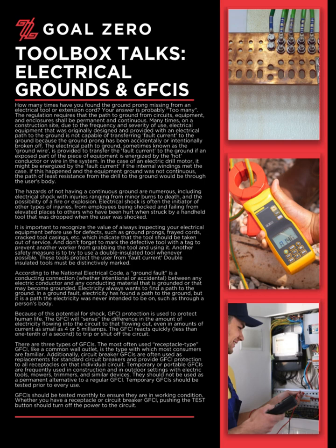The electrical path to ground, sometimes known as the ground wire, is provided to transfer the fault current to the ground if an exposed part of the piece of equipment is energized by the hot conductor or wire in the system. In the case of an electric drill motor, it might be energized by the fault current if the internal windings met the case. If this happened and the equipment ground was not continuous, the path of least resistance from the drill to the ground would be through the user's body.